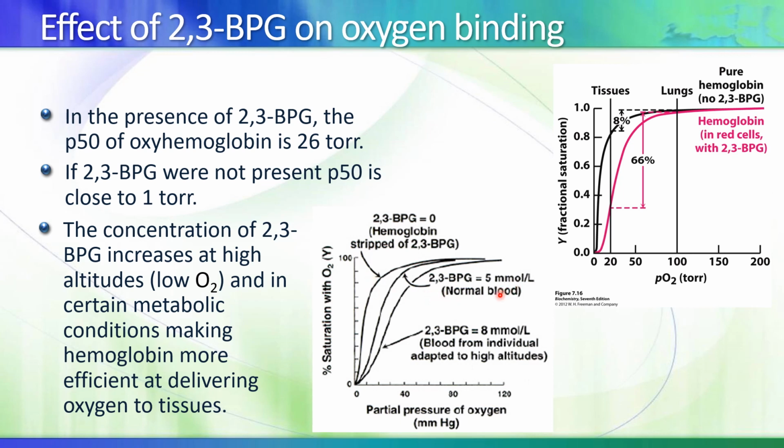Well, in normal blood, you have 5 millimoles of bisphosphoglycerate per liter. So you have the normal saturation curve. But if 2,3-bisphosphoglycerate increases to 8, note that the curve shifts to the right, meaning that you have low affinity hemoglobin in this case. And it turns out that individuals that live in high altitudes adapt by increasing the amount of 2,3-bisphosphoglycerate in their cells.